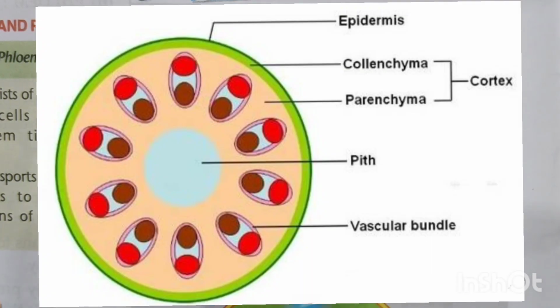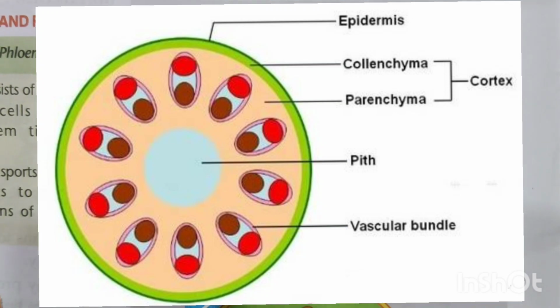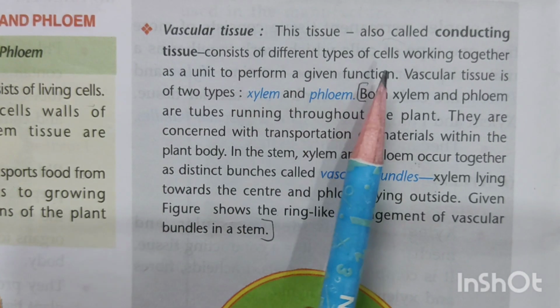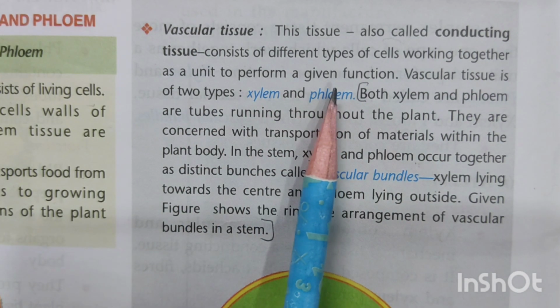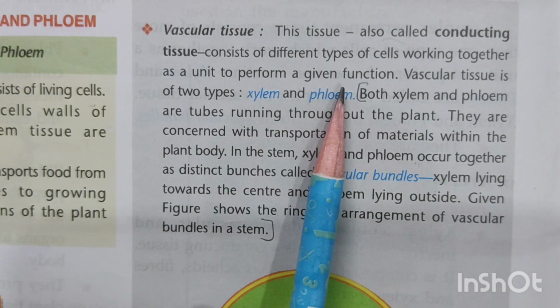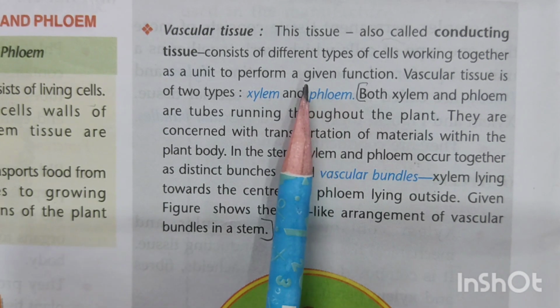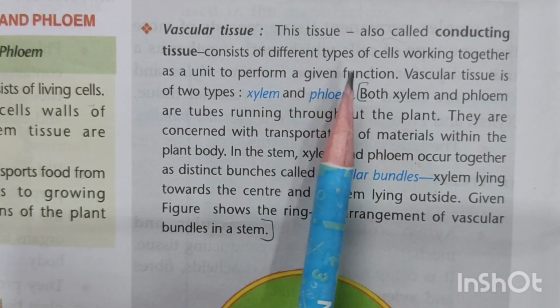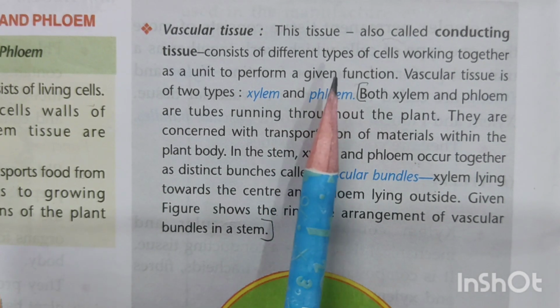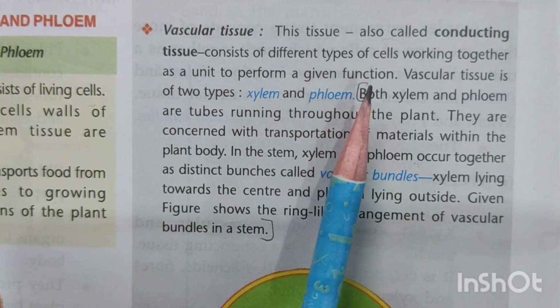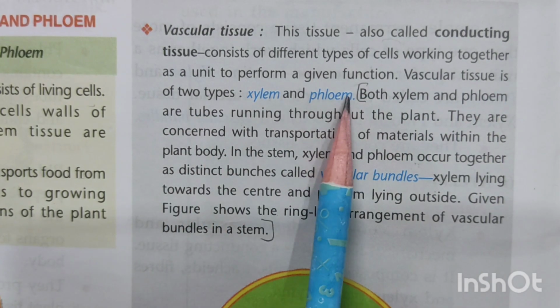This tissue is also called the conducting tissue. Another name I have just told you, children, of the vascular tissue is also conducting tissue. It consists of different types of cells that work together as a single unit. That means all the different 4 types of cells that are found in xylem or phloem work towards a common goal or function. That is either the transportation of water and minerals or the transportation of food. Vascular tissues are of xylem and phloem.